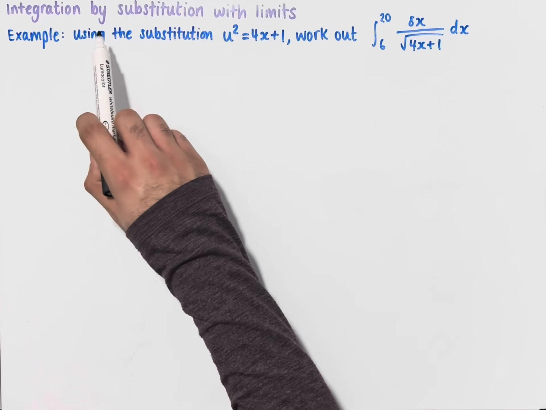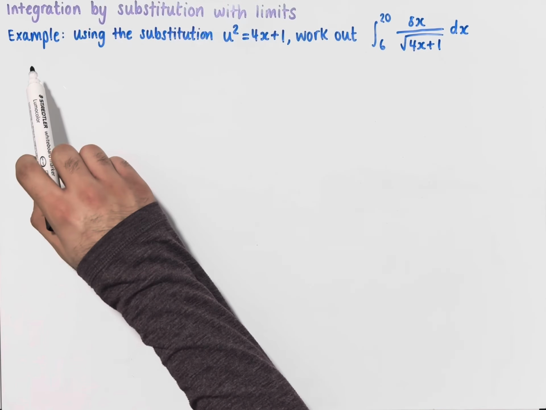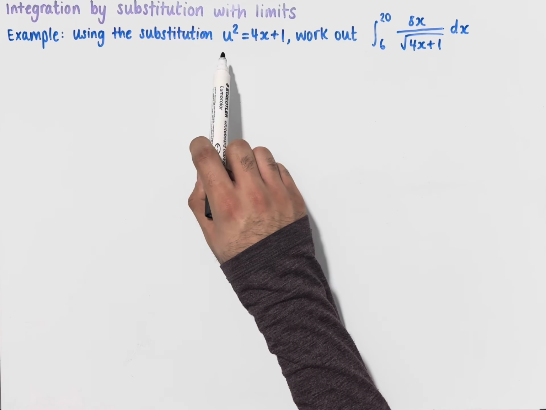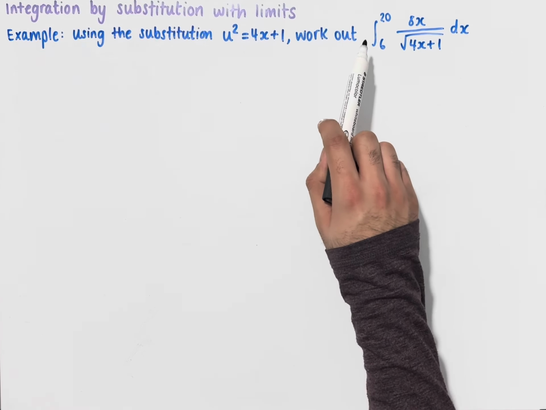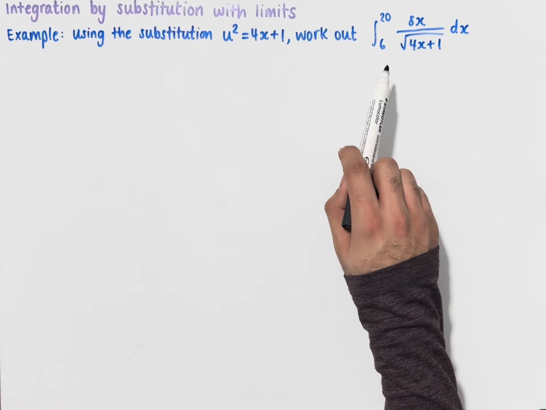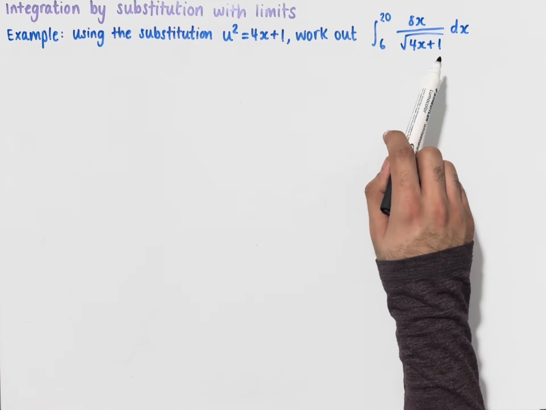Let's look at integration by substitution with limits. So the example says, using the substitution u squared equals 4x plus 1, work out the integral from 6 to 20 of 8x over the square root of 4x plus 1 with respect to x.